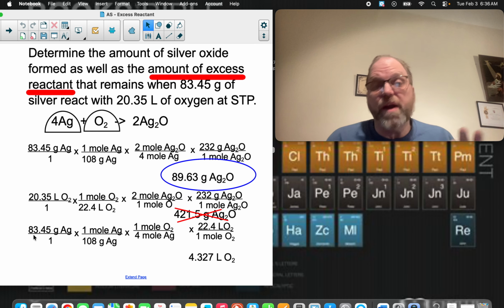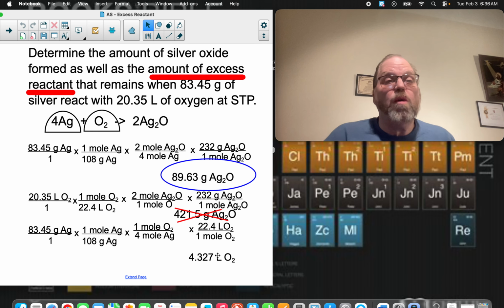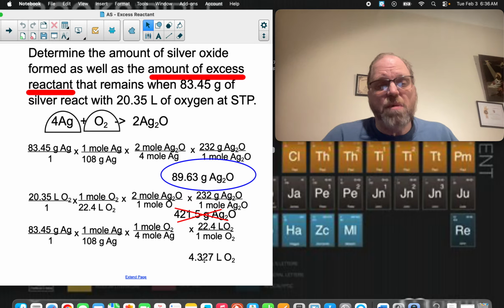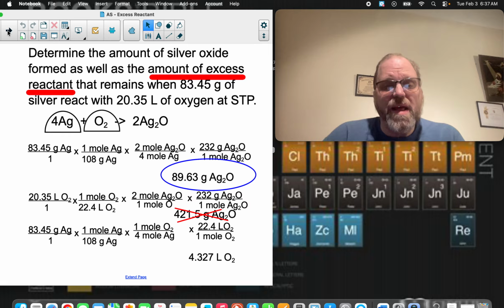Now there's a check here. The number here is 20.35. When you multiply this through, it should be less than 20.35. If it's not, something went wrong. So let's multiply them through, and we get 4.327 for 4 sig figs. That is definitely less. So we're going to take the original amount, 20.35, and subtract 4.327.